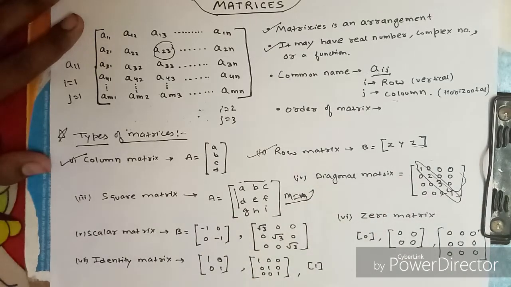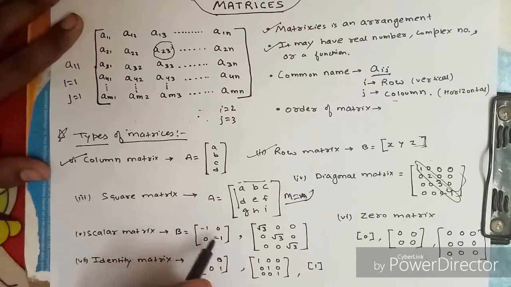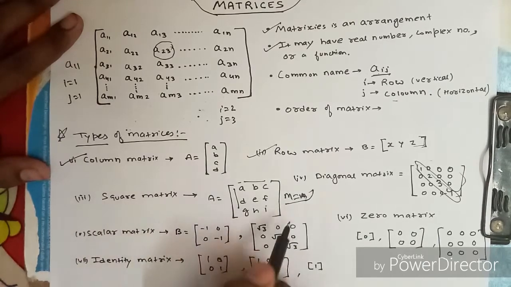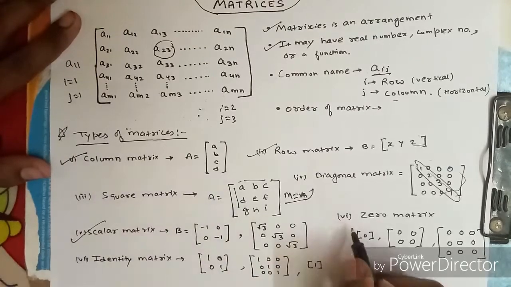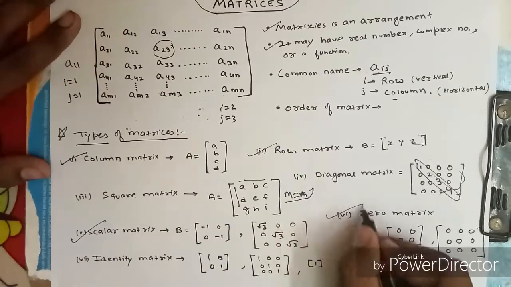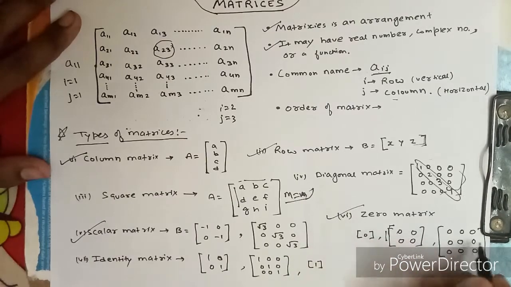Okay, so let us take the fifth part, that is the scalar matrix. So what is a scalar matrix? All the elements lie in the diagonal, and they are equal. It's one type of diagonal matrix also. Okay, it's a scalar matrix. And let us take the next part, that is the zero matrix, where the value of all the elements is 0.